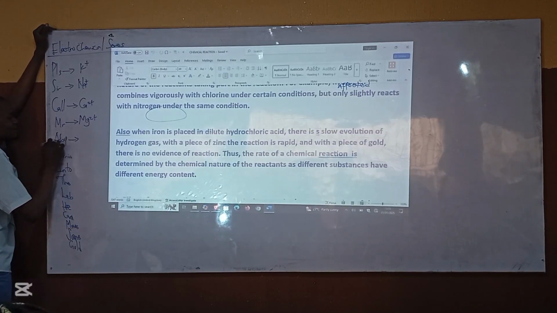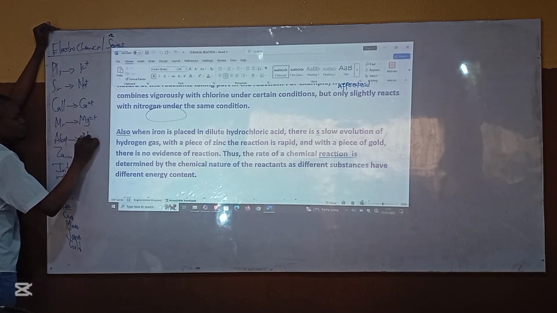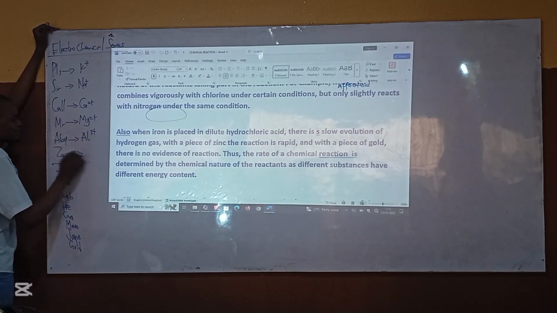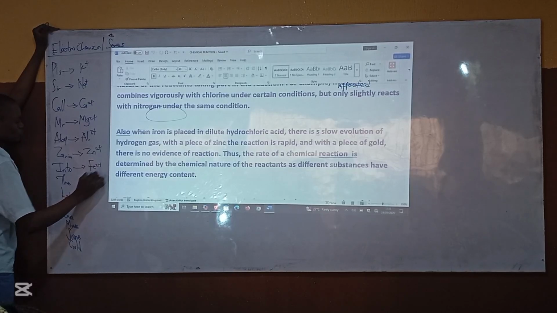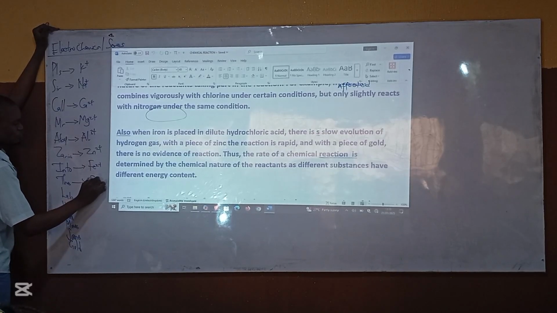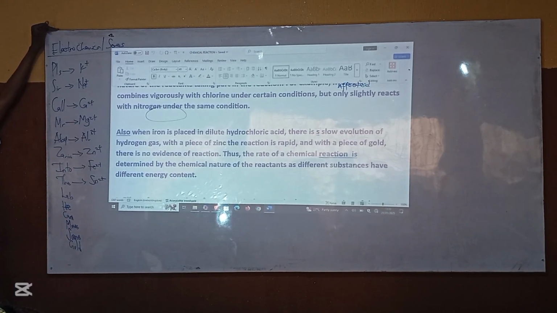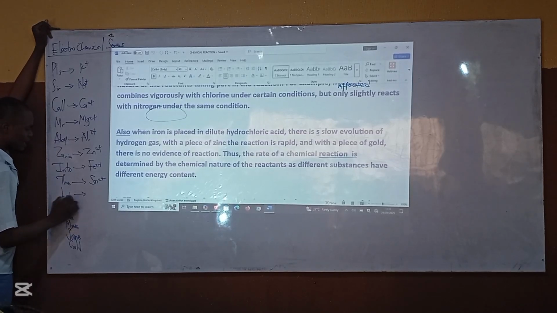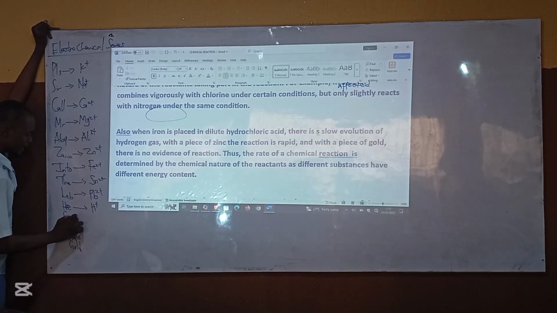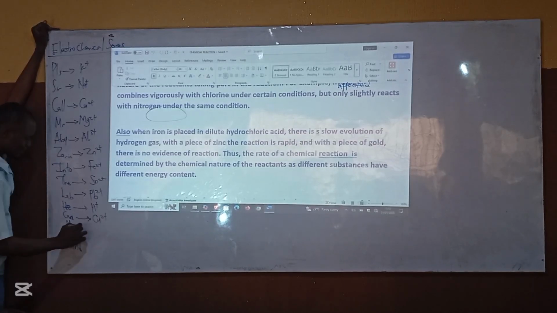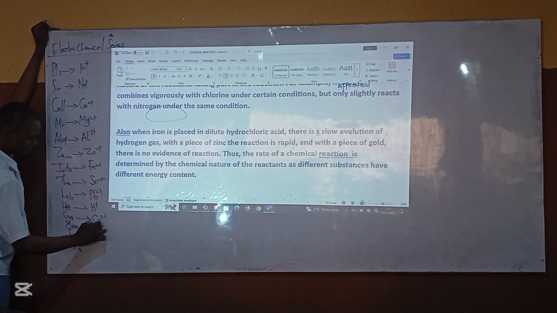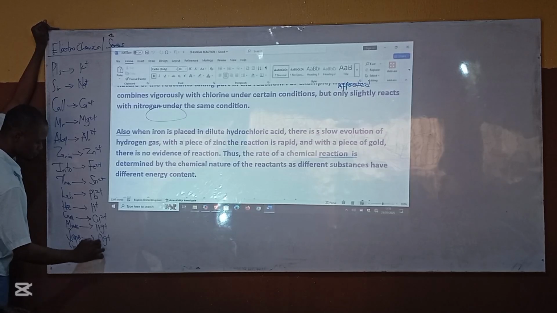Now, A representing aluminum: Al3 plus. Z representing zinc, right? Zn2 plus. Then Fe2 plus, Sn2 plus, lead, right? Pb2 plus. Hydrogen ion. That's Cu2 plus, copper, right? M is mercury.